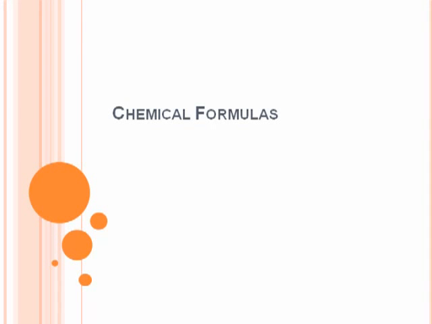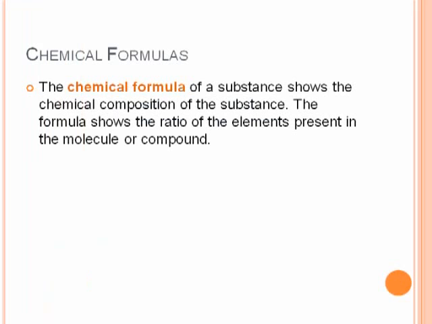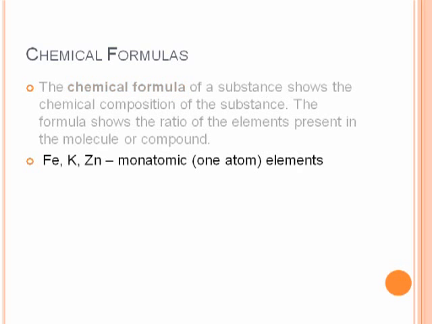This tutorial is about how to form chemical formulas, and it'll focus on ionic formulas. A chemical formula of a substance shows the chemical composition, that is, it shows how many atoms of each element are present in a molecule or formula unit of a compound.